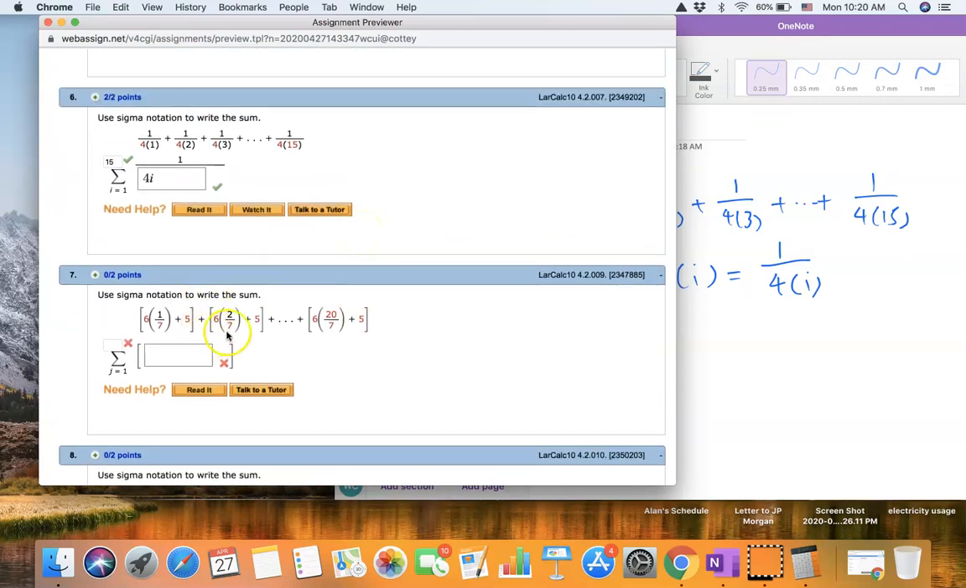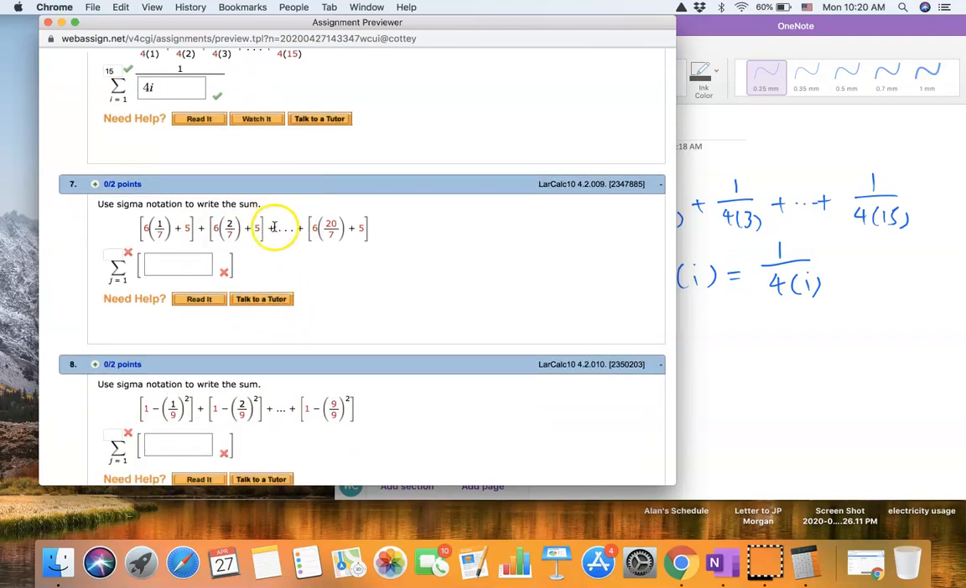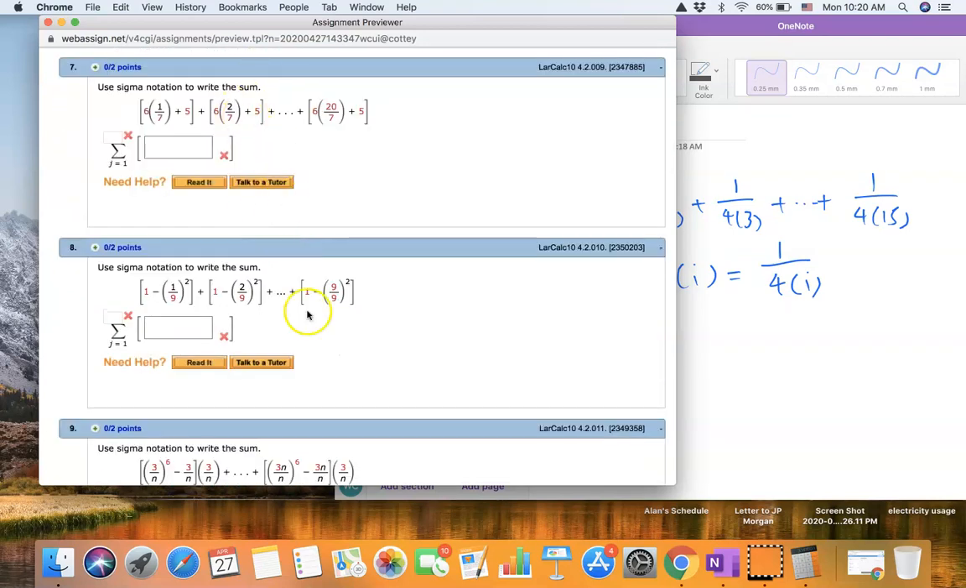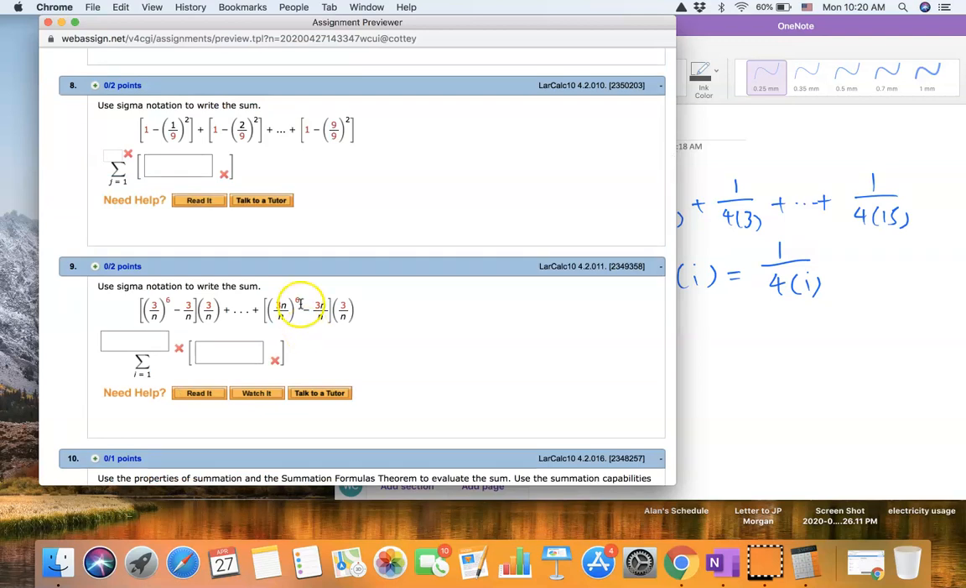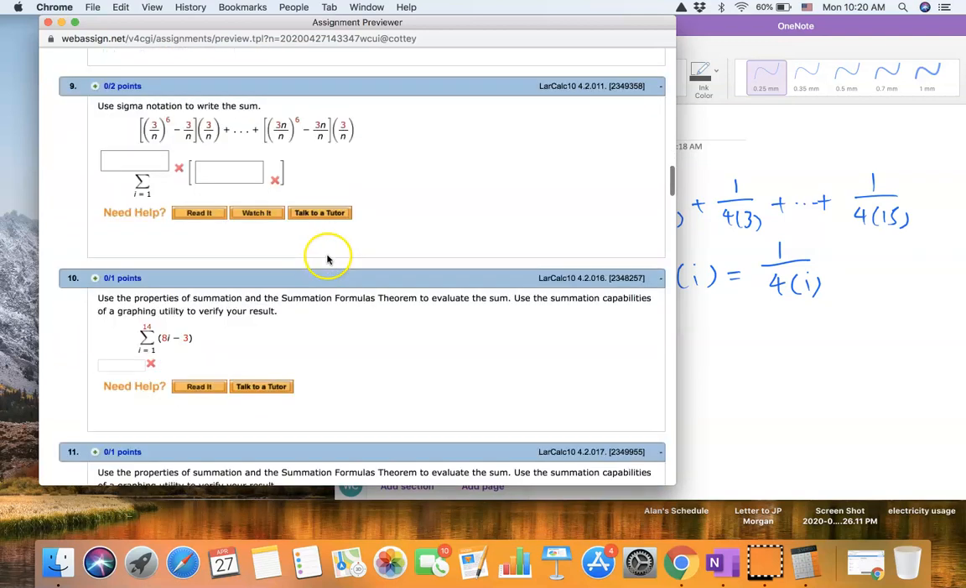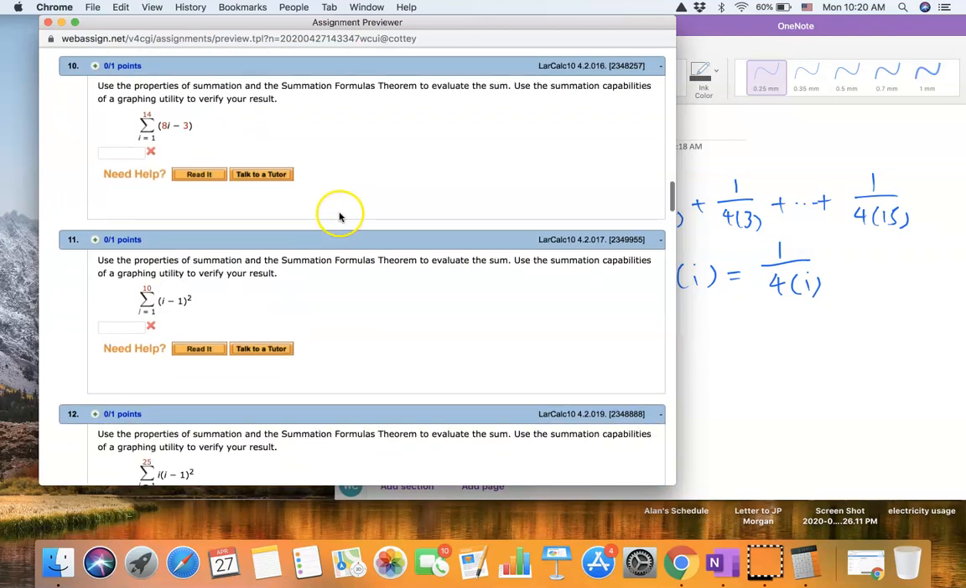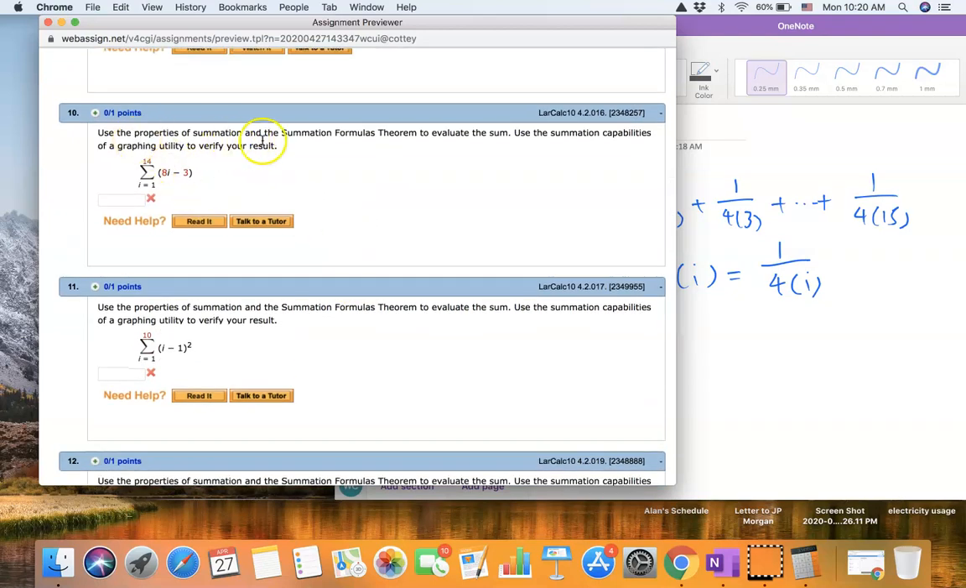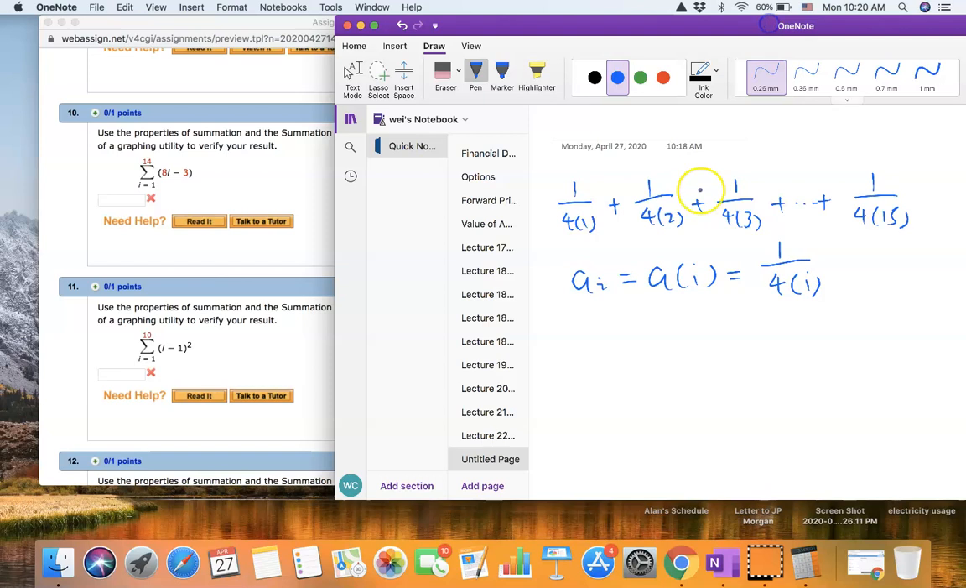All right. Now we can use the same method to figure out 7, 8, and 6. Okay. All right. Let me do some other problems. Use the property of summation and the summation formula to evaluate the sum. Let's see this one. We have a sigma of 8i minus 3, and i is from 1 to 14.